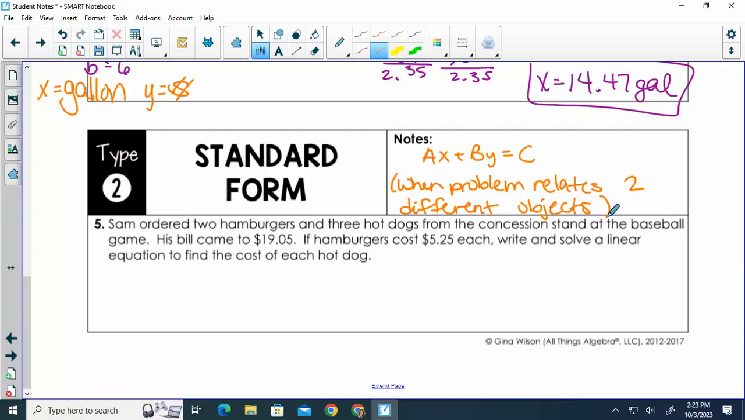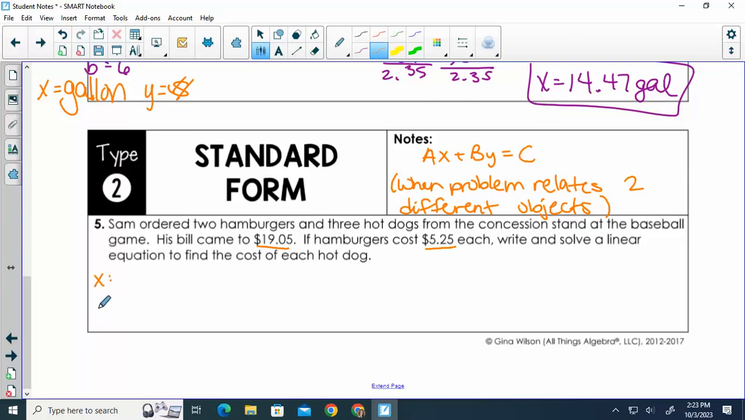Sam ordered 2 hamburgers and 3 hot dogs from the concession stand at the baseball game. His bill came to $19.05. If hamburgers cost $5.25 each, write and solve a linear equation to find the cost of each hot dog. Okay, a lot of information there. I did not give you a slope because if I look at my numbers, did anything have a per after that? No, so no slope was given.